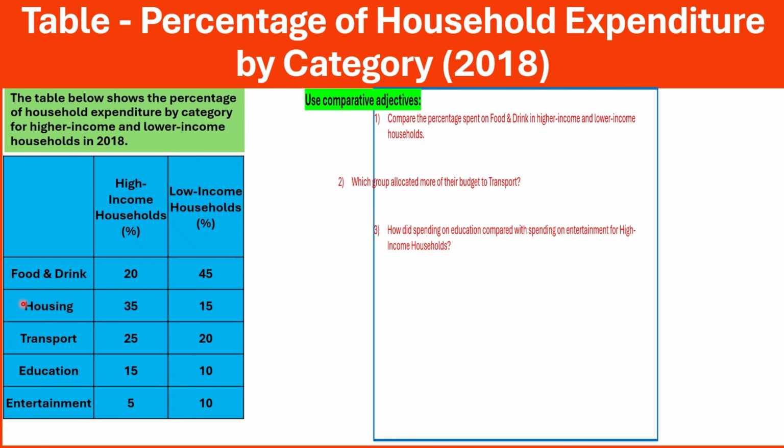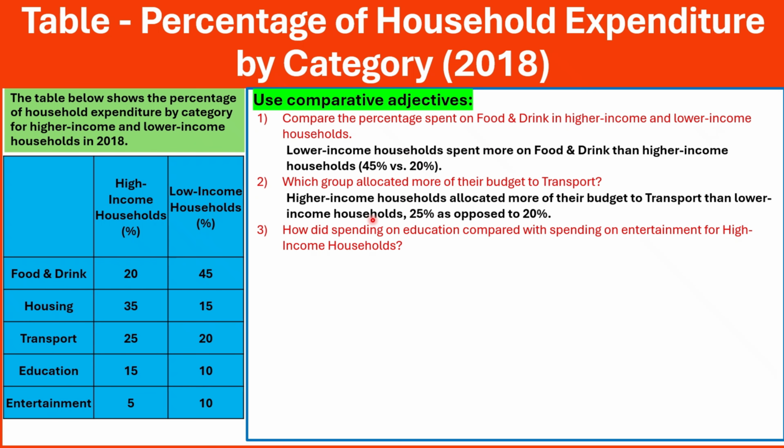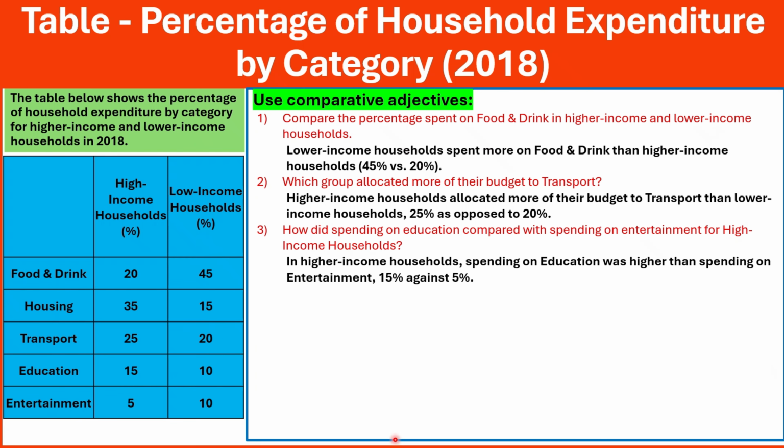For the comparatives, lower income households spent more on food and drink than higher income households, 45% compared to 20%. In contrast, higher income households allocated more of their budget to transport, 25% as opposed to 20%. And within higher income households, spending on education was higher than spending on entertainment, 15% against 5%.